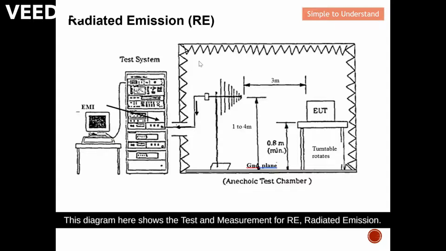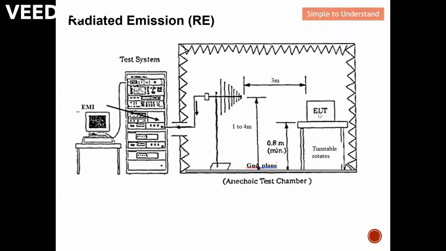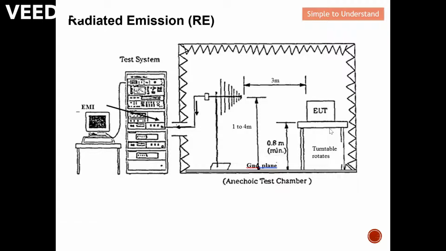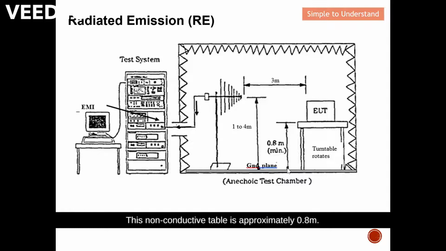So this diagram here shows the test and measurement for RE, radiated emission. This is the device that you want to test. It is also known as EUT, equipment under test, or DUT, device under test. This device rests on this non-conductive table. This non-conductive table is approximately 0.8 meter, and this table is housed on a turntable. This turntable will rotate 360 degrees.